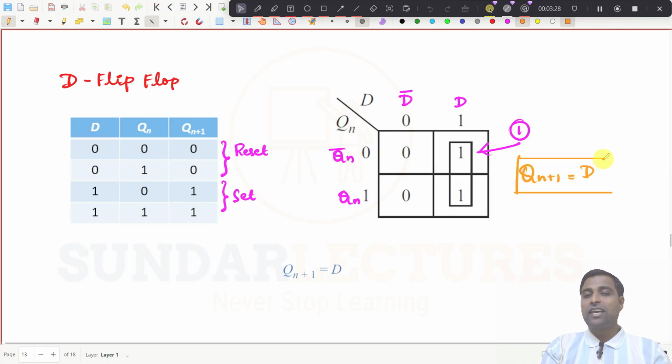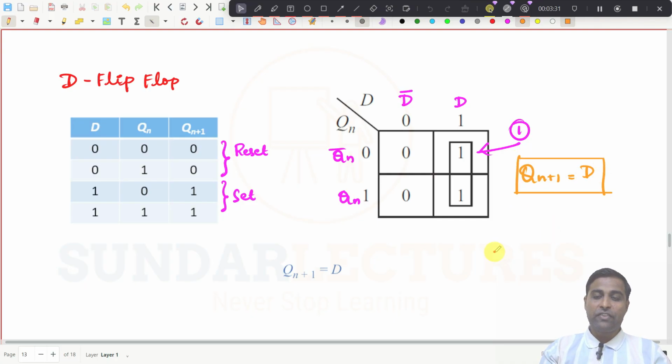The idea is very simple here. The characteristic equation of a D flip flop will be D. Whatever input you are giving will be reflected in the output simply. It is 0 0, 0 0, 1 1, 1 1. So whatever input you are giving, that will be the next state. That is the whole idea, right?